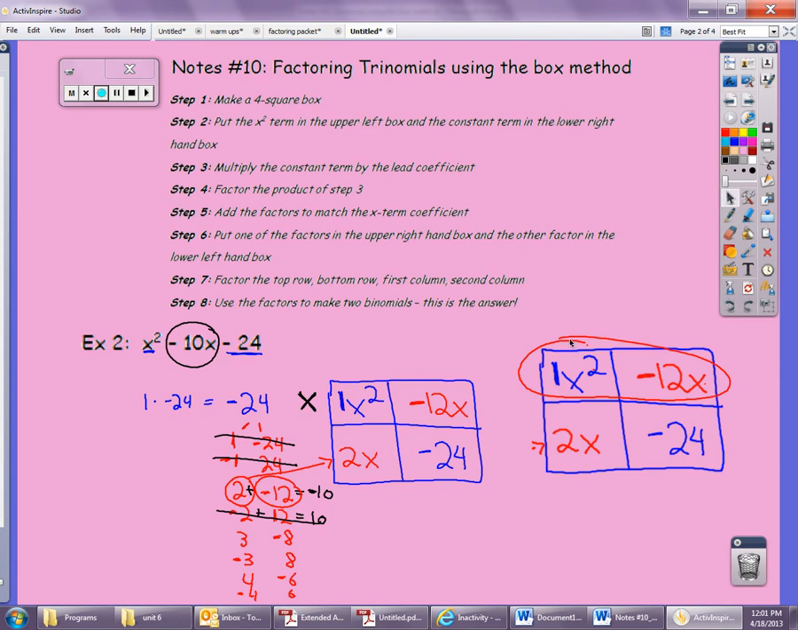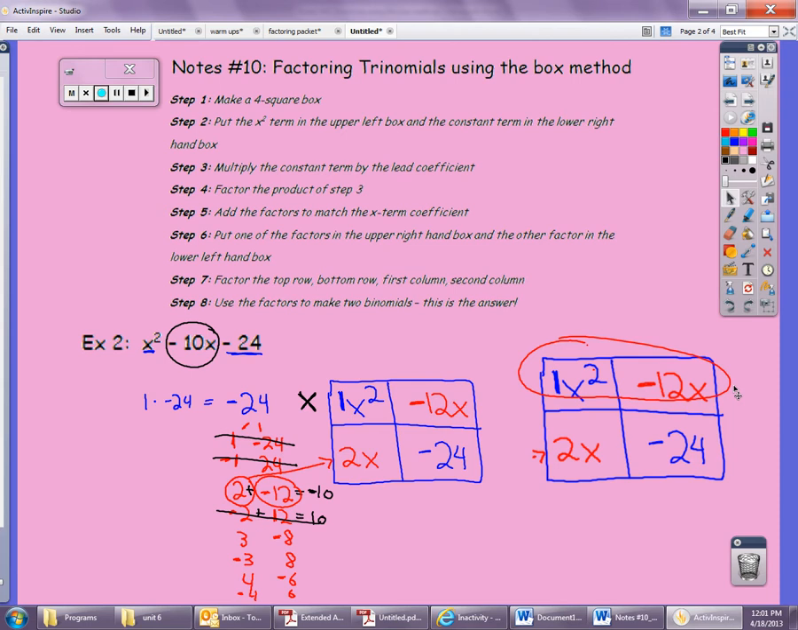Now we look at what 2x and negative 24 have in common. They both have what number in common? They both have a 2 in common. So we're going to place a 2 here.